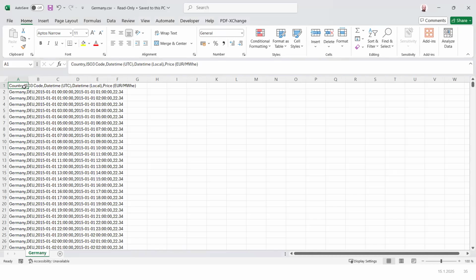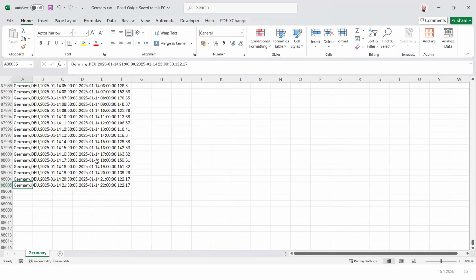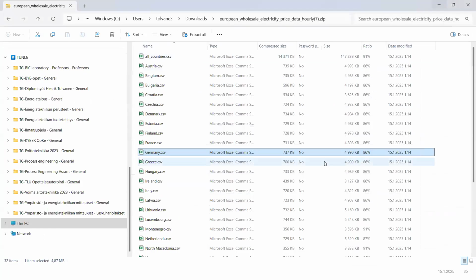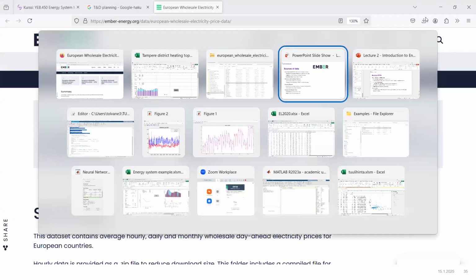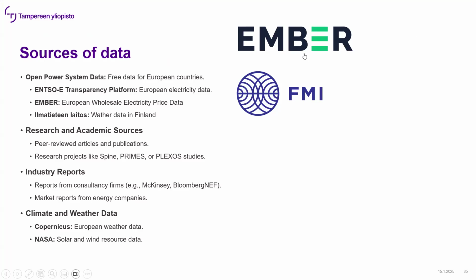This is the comma delimited form, and you have data from 2015 till 2025, each hour, and all the countries. That's a really good service in my opinion. That's like perfect. Then there's the Finnish Meteorological Institute.